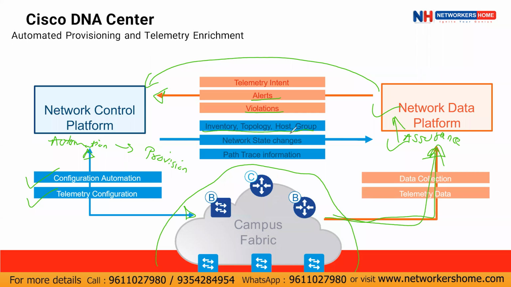The inventory, topology, host group, network state changes, and path trace information is given by the network control platform, that is the automation part, to the network data platform, so that this assurance engine knows what devices are there in the network, what their state is, whether they are active or in a failed state, and the path trace, whether these devices are reachable to each and every one of them. If they're not reachable, what is the problem in the underlay? All these things are known to the network data platform as well.